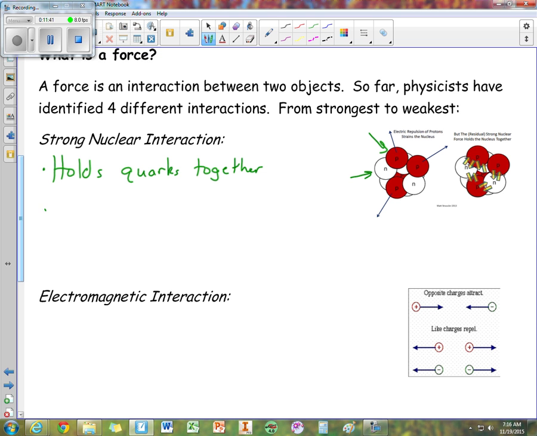Now, this is a very short-range interaction. Some atomic nuclei are too wide for this force. So it's a very, very, very short-ranged interaction.